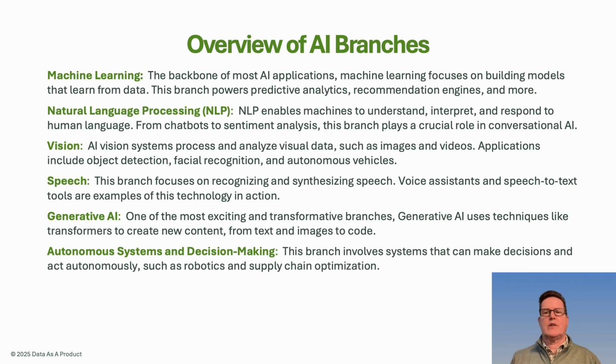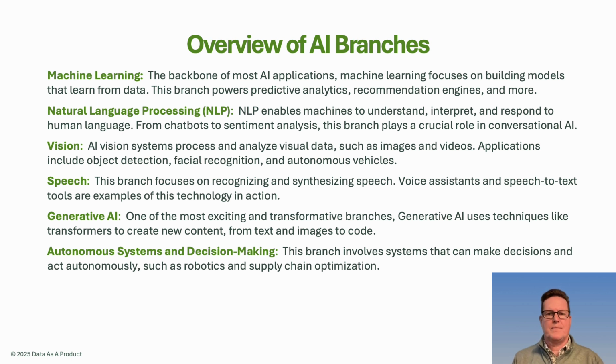First, we have machine learning. This is the backbone of most AI applications. Machine learning focuses on building models that learn from data. This branch powers predictive analytics, recommendation engines, and things like this. Natural language processing, or NLP, enables machines to understand, interpret, and respond to human language. We see this today in things such as chatbots to sentiment analysis, and this branch plays a crucial role in conversational AI.